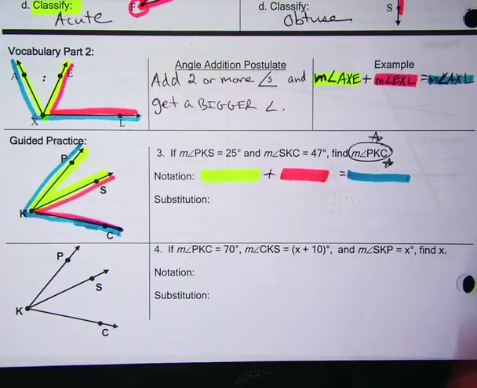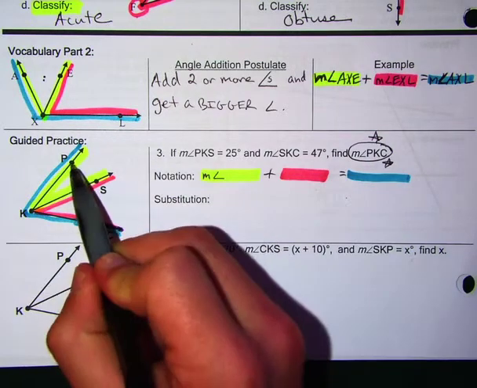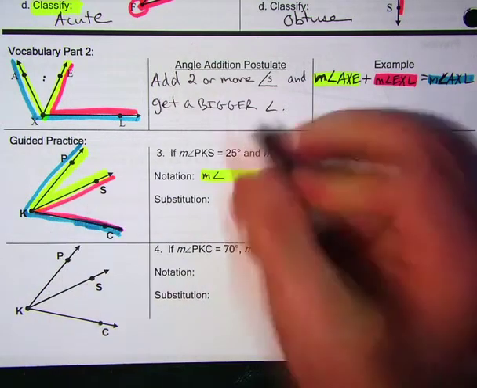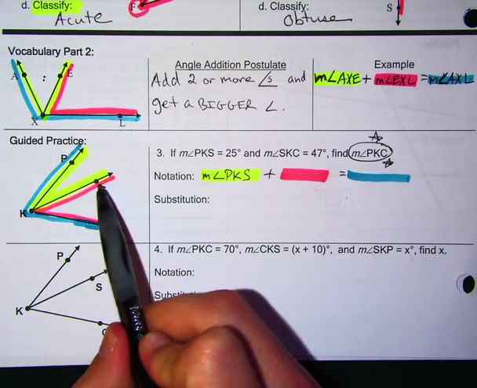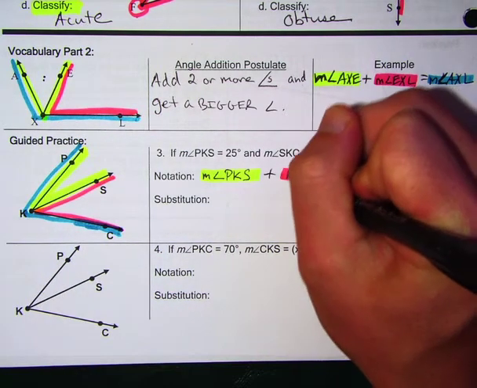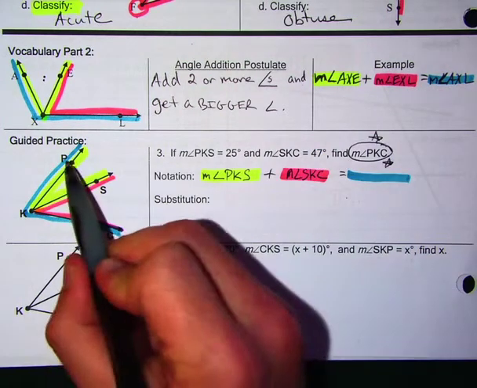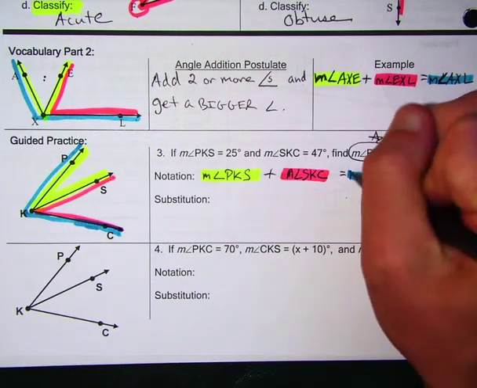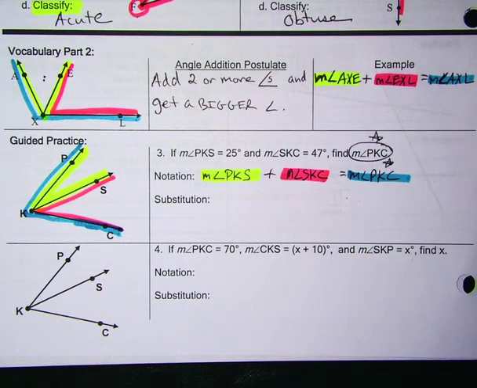So let's see. What is the measure of this first angle? Angle PKS. That's the notation for it. The pink one is the measure of angle SKC. And finally, the measure of angle PKC. That's the notation. And if the colors help you, I would really use them.